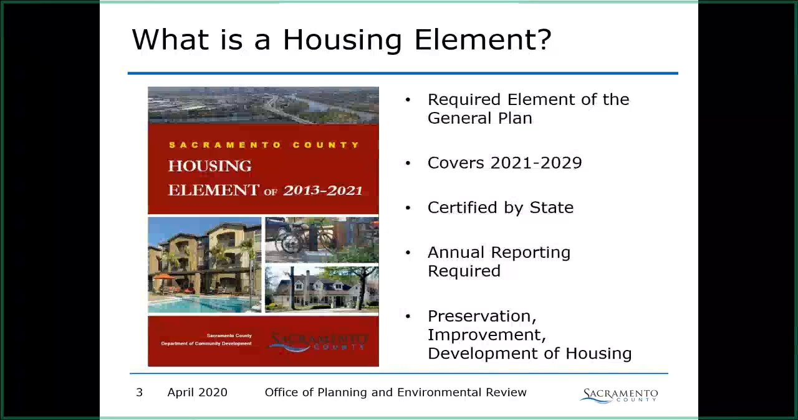State housing law requires cities and counties to use the housing element to plan to meet the housing needs of all income groups. The county's housing element will cover an 8-year period of 2021 through 2029 and will result in modifications to the current 2013 through 2021 housing element to address the changing needs of county residents as well as changes to state housing law. The housing element is the only element which must be certified by the state.